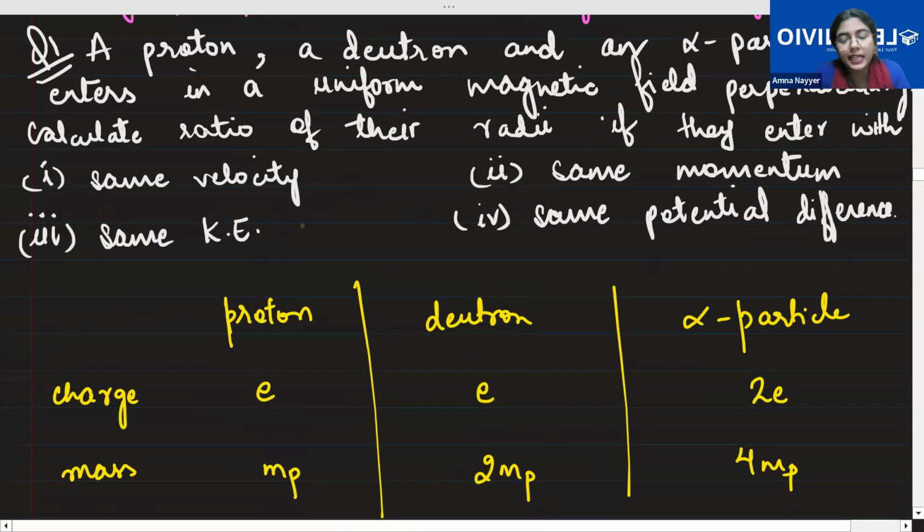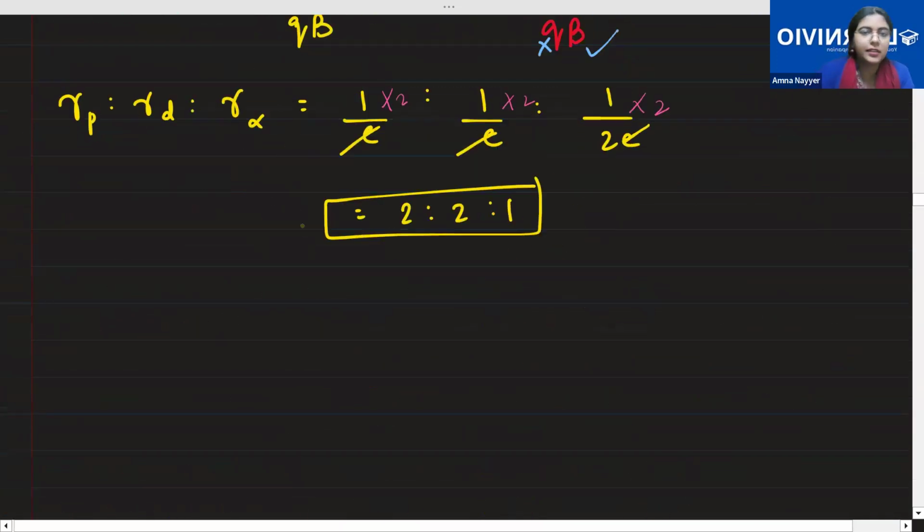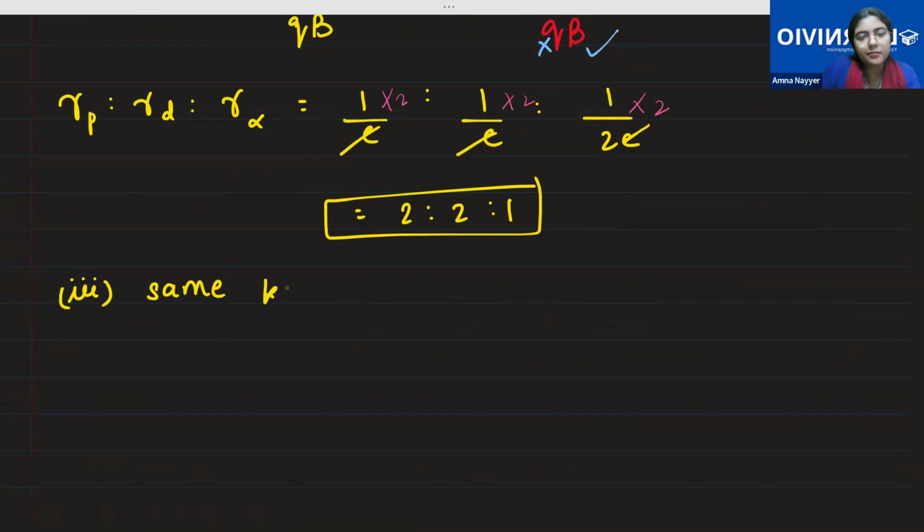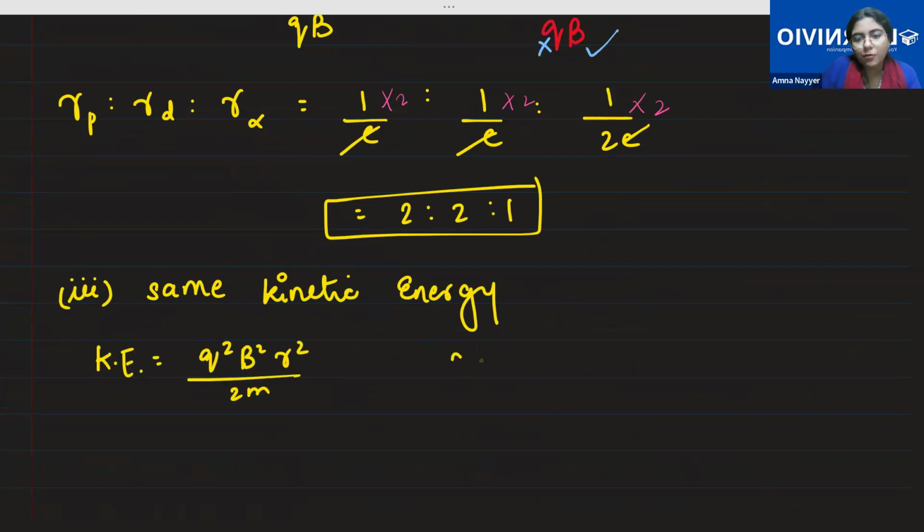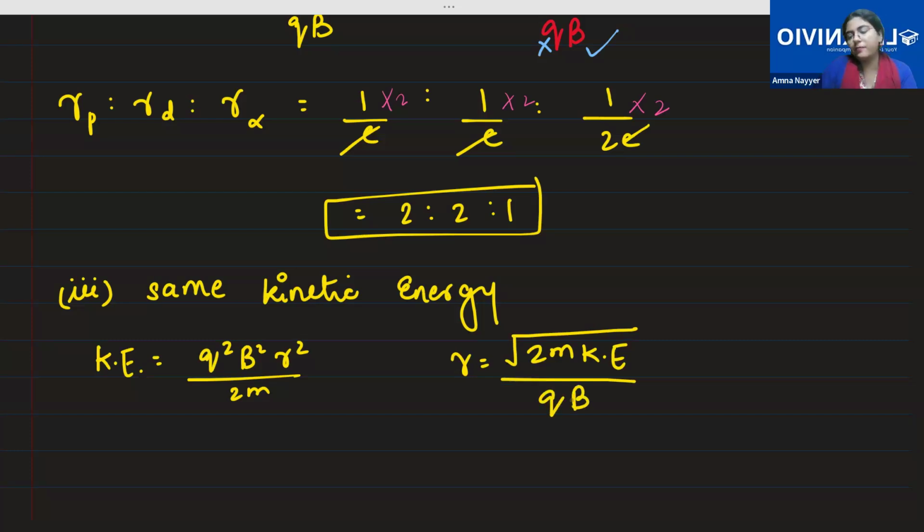The third part says same kinetic energy. Now look, the kinetic energy formula we have already done: Q square B square R square by 2m. From here the radius is root of 2 into mass into kinetic energy divided by QB. Now let's look at what all things are variable, and what are not. Root 2 is a constant. It won't be variable. It will be cancelled out.